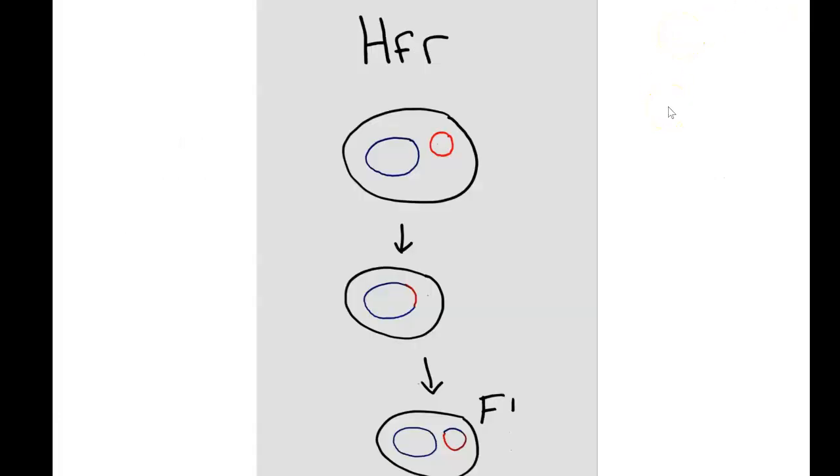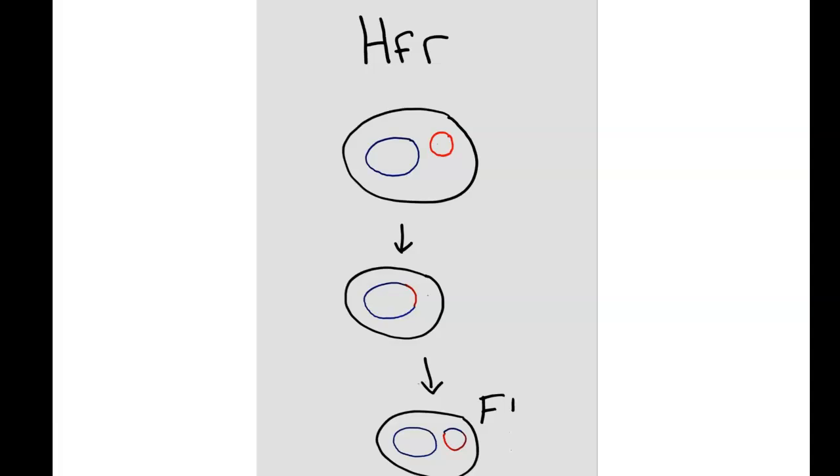So here's my drawing of our HFR cell. So it's got that circular chromosome. It has that red plasmid, and then that plasmid becomes incorporated into the DNA. And now we have an HFR cell. If that plasmid comes back out, it's not going to be a perfect excision. It's going to end up taking some of the chromosomal genes with it. And now it becomes an F prime plasmid.